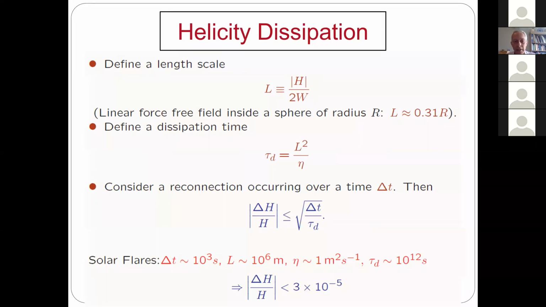You could integrate this in time. You need a length scale. Helicity divided by energy gives you a nice length scale, a dissipation time for that length scale. And you find that the helicity dissipation divided by the total helicity might reasonably be very small for, say, the conditions of a solar flare. It might be larger for some small scale helicity near the photosphere. You might actually have to consider it, but for coronal values, it's pretty small.